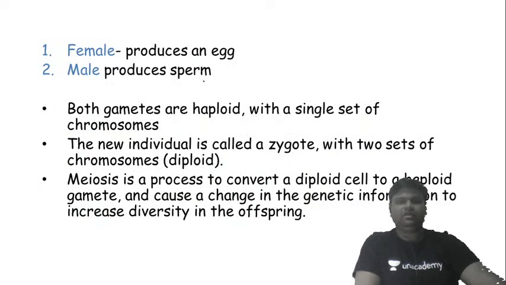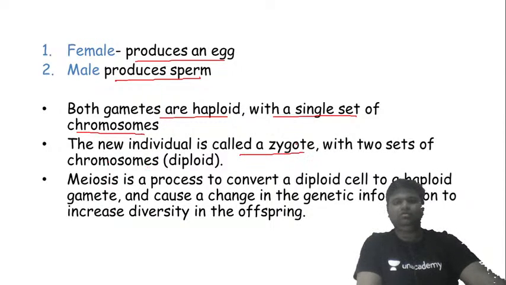The female produces an egg and the male produces sperm. Both gametes are haploid with a single set of chromosomes. The new individual is called a zygote, with two sets of chromosomes that are diploid, and meiosis is a process to convert a diploid cell to a haploid gamete and cause a change in the genetic information to increase the diversity in the offspring.